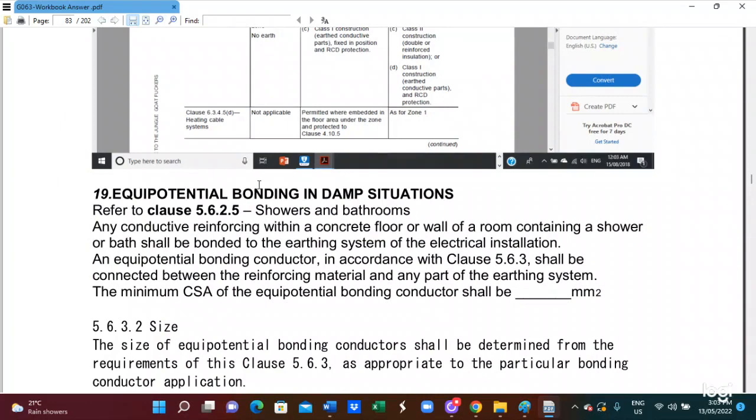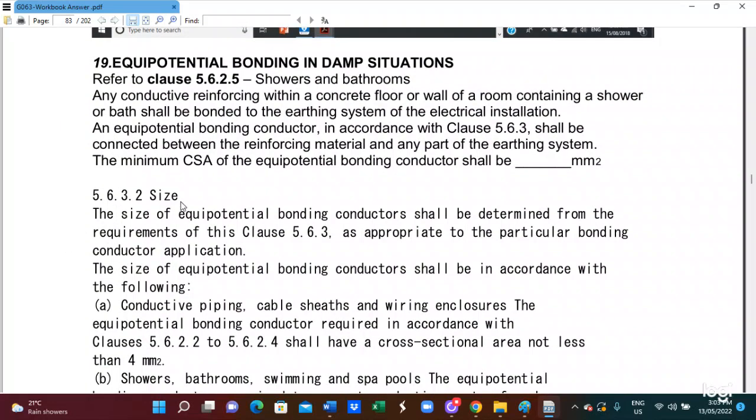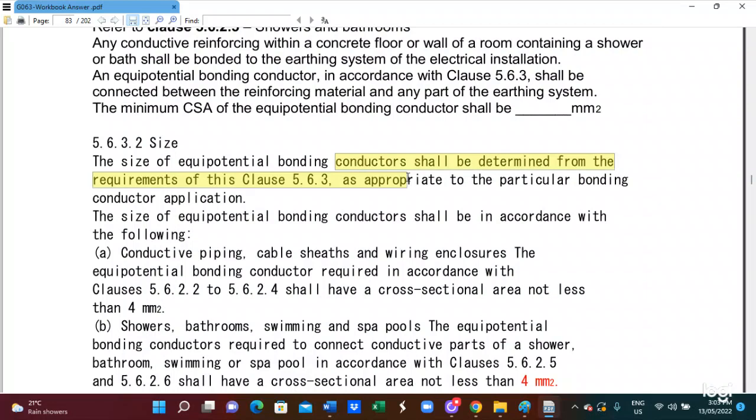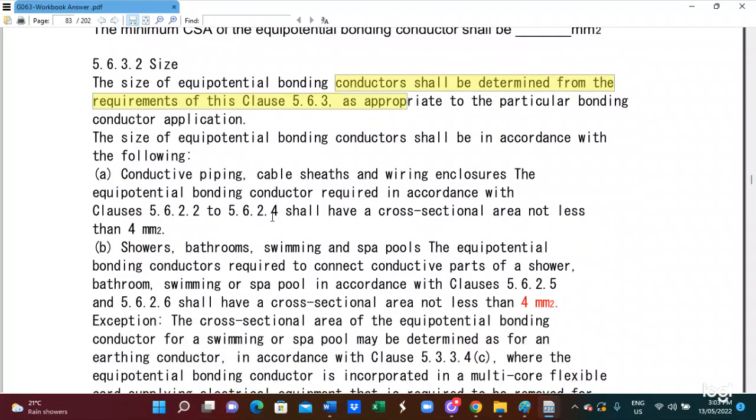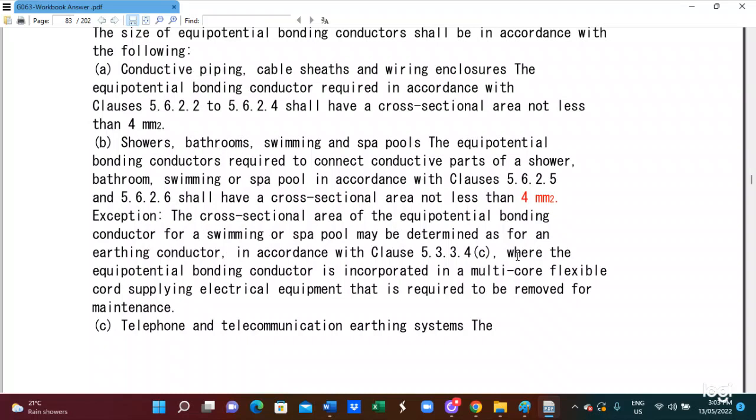Also clause 5.6.2.5 covers bonding in damp situations. In this case, you have to use equipotential bonding conductors, and protected piping in showers, bathrooms and swimming pool areas, and how to run the protected equipotential bonding conductor, not less than 4 square millimetres. The cross-sectional area of the equipotential bonding conductor for a swimming pool may be determined as for the earthing conductor.